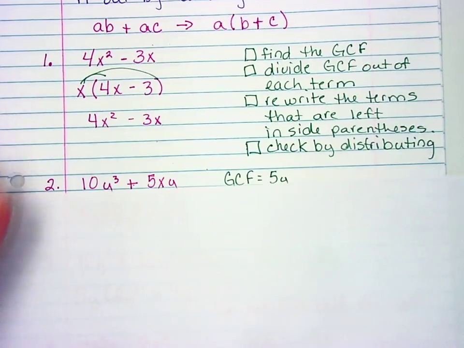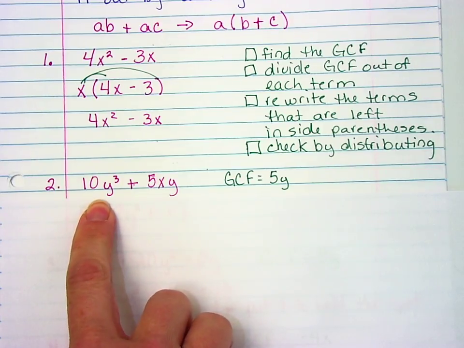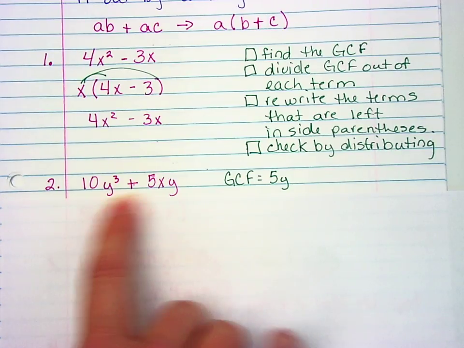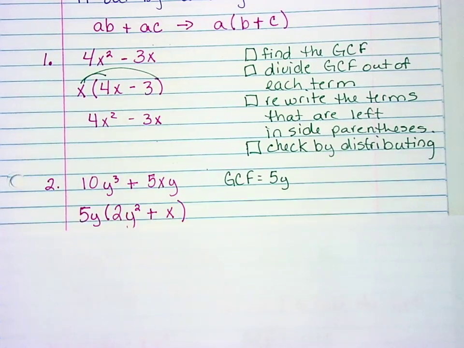Okay, try another one on your own. We're going to do number 2, 10y cubed plus 5xy. The first thing that you want to be able to do is find the greatest common factor. Greatest common factor in this one is 5y. So I'm going to divide 5y out of each term. When you divide 5y out of this first term, what are you left with? 2y squared. Okay, 2y squared. And if you divide 5y out of this term, what are you going to be left with? X. Okay. And that's what we have left in parentheses. Okay, so I'm factoring. Factoring is pulling out that common term. And then whatever's left over stays in the parentheses.